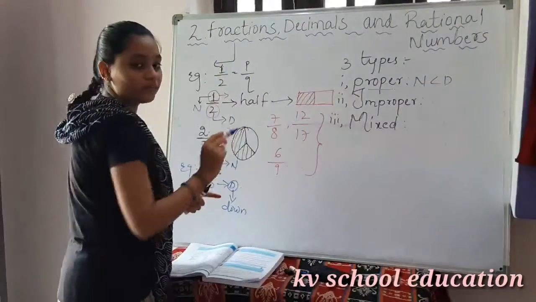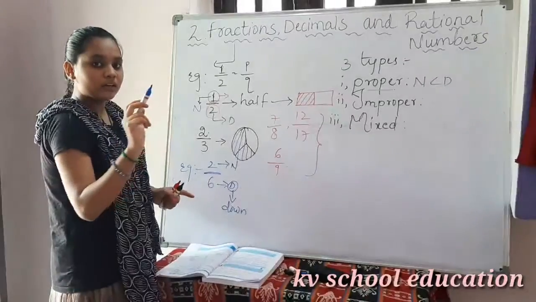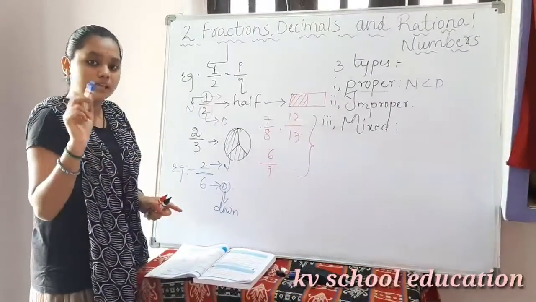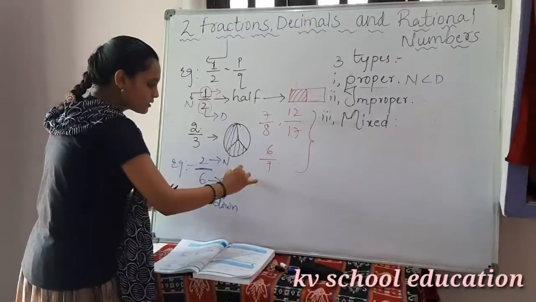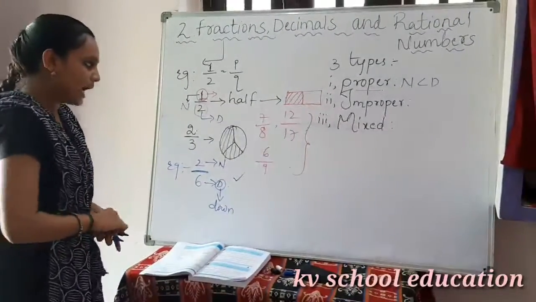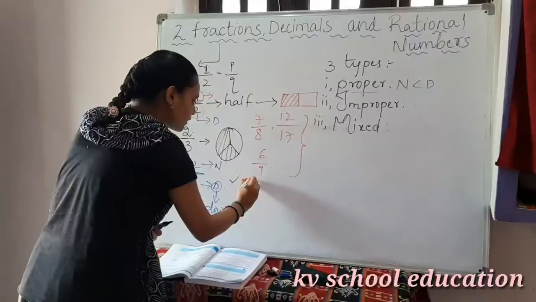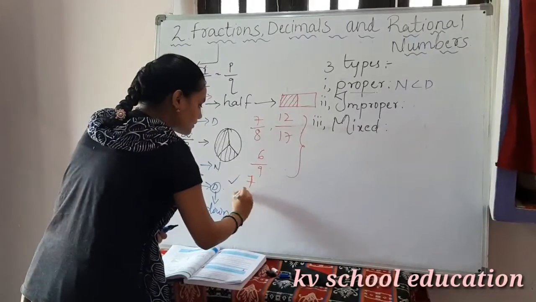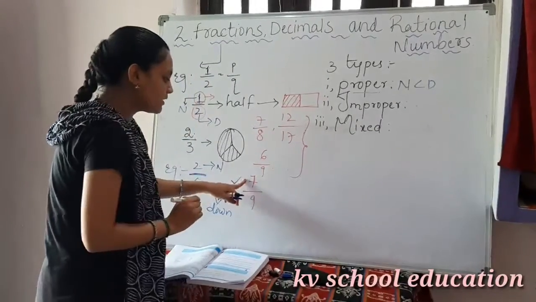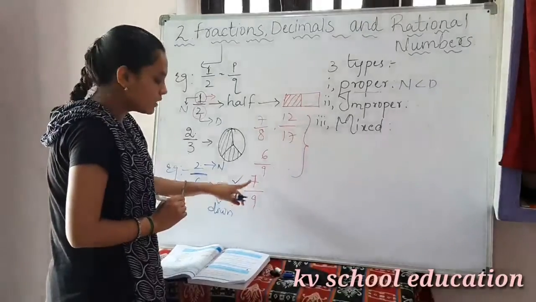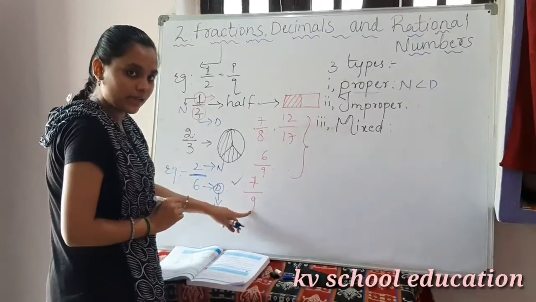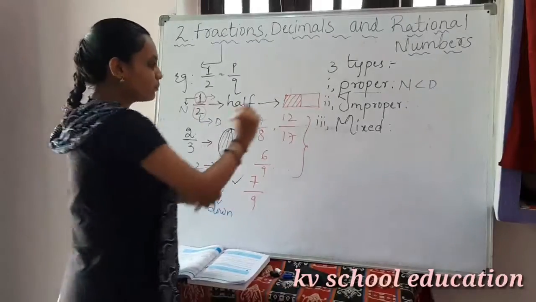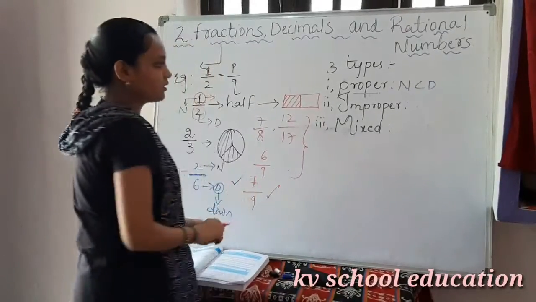A proper fraction is a fraction whose numerator is always less than the denominator. So here 2 is smaller than 6, so this is said to be a proper fraction. And one more example we'll take: 7 by 9. Here 7 is the numerator, 9 is the denominator. The numerator is less than the denominator, 7 is less than 9. So this is an example of a proper fraction.